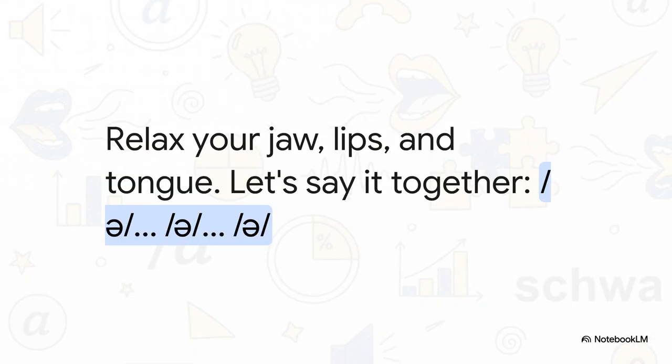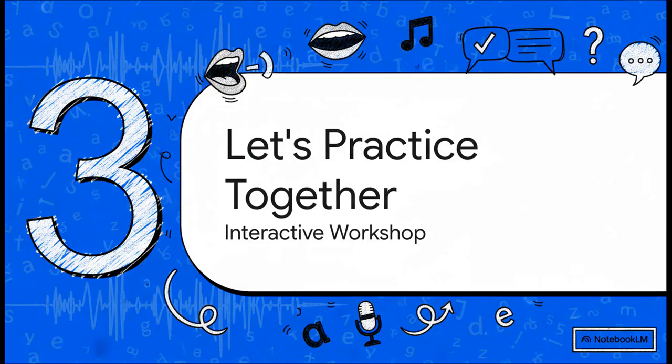Okay, ready to try it? Let's just make the sound by itself. Relax everything in your mouth and just make a short, weak sound. Just a little puff of air, like this. Uh. Now you try it. Go on. Yep, that's it. Awesome. Now, for my favorite part, section 3. This is our interactive workshop. This is where we're going to build some muscle memory and really get comfortable with this sound.